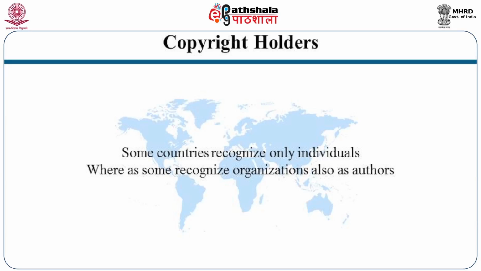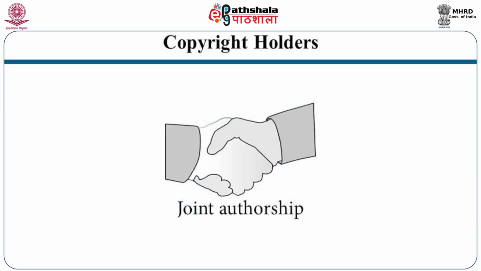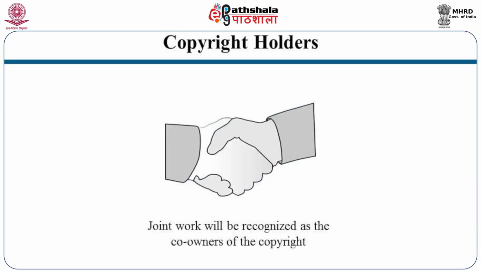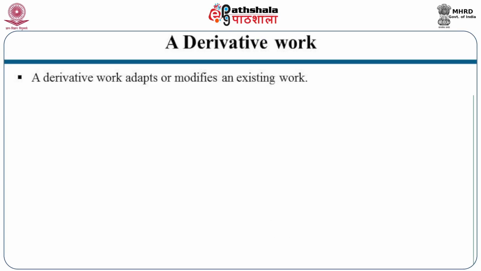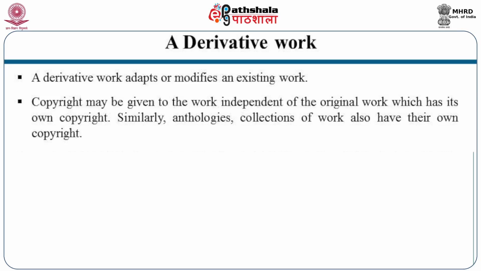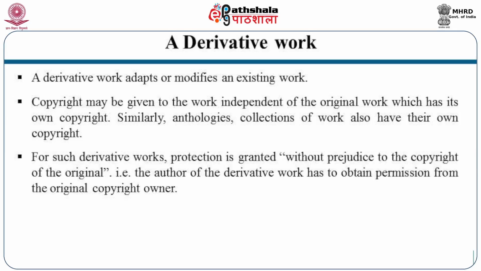Another concept you have to look at is joint authorship. In the case of joint authorship, all the creators who created the work are co-owners of the copyright. Now let us look at some of the terminology and concepts associated with copyright. A derivative work adapts or modifies an existing work. The copyright may be given to the work independent of the original work, which has its own copyright. For such derivative works, protection is granted without prejudice to the copyright of the original. Permission, however, has to be obtained from the original author for creating a derivative work.